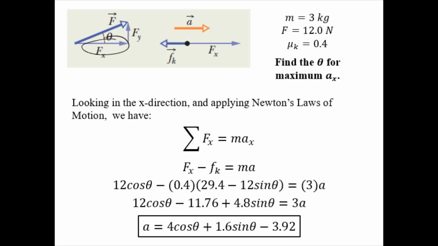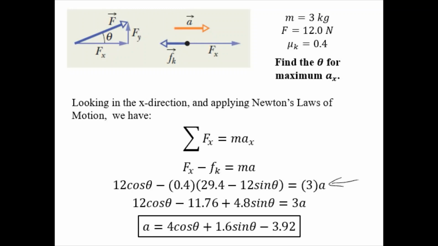We know that F sub x, the x component of our applied force, is just 12 cosine theta, so we plug that in. Of course, the friction force is mu, 0.4. They told us that, right? And then we multiply that times the normal force. Well, the normal force we figured out on the previous slide was 29.4 minus 12 sine theta, and then we set that equal to the mass of the block times the acceleration. Mass was 3 kilograms. So we end up with this equation.